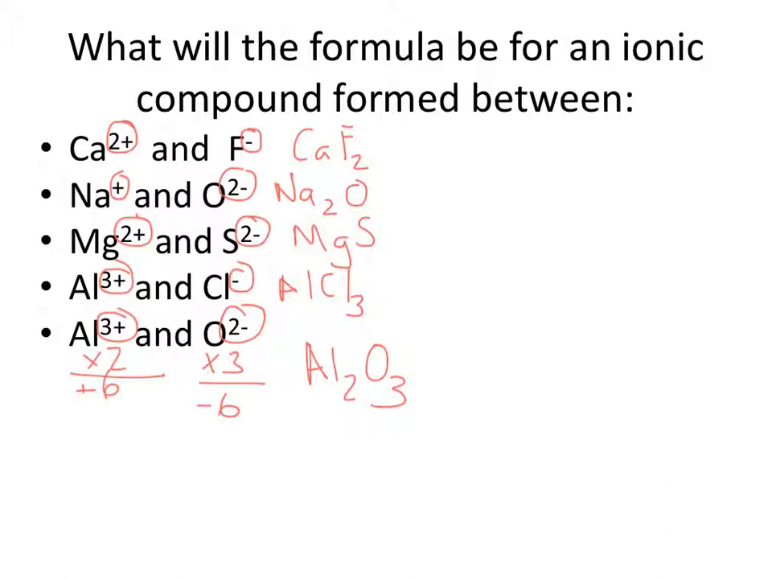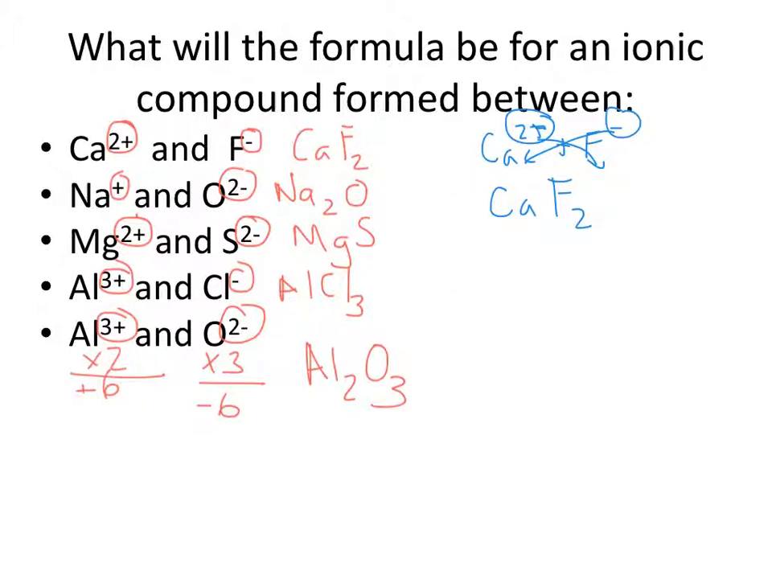Something you might have noticed. One way you can do it, look at the charges, figure it out. Another thing you can do is notice how the charges basically drop to the other side, and the numerical value is what goes down. So here, if we had Ca 2 plus and F minus, the 2 goes down, and the 1 for the fluorine goes down, and it becomes Ca, with the 1 just assumed, and then F2.